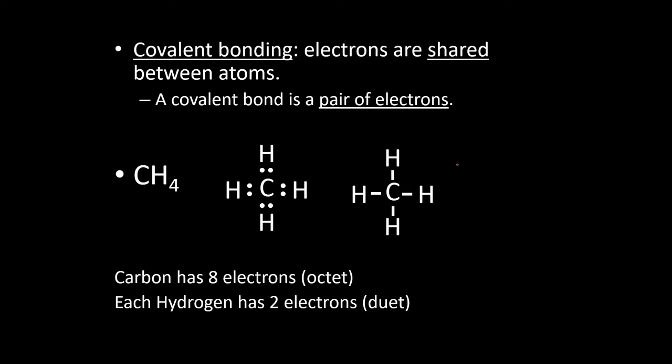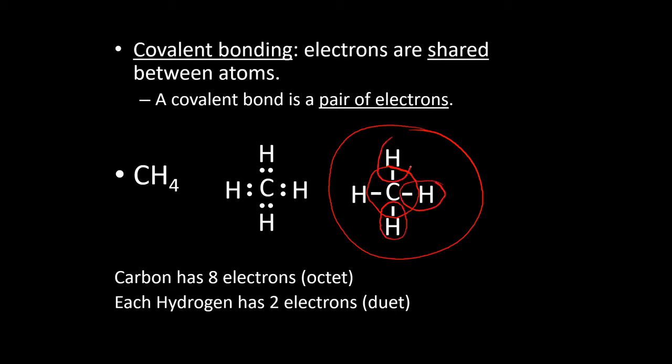So when we look at this molecule, everything in this molecule is happy. The carbon wants an octet, and if we look, 2, 4, 6, 8 electrons. It has 8 electrons around it. The hydrogens do not want an octet. They only want a duet. They just want the 2. And each of them has their 2 electrons.